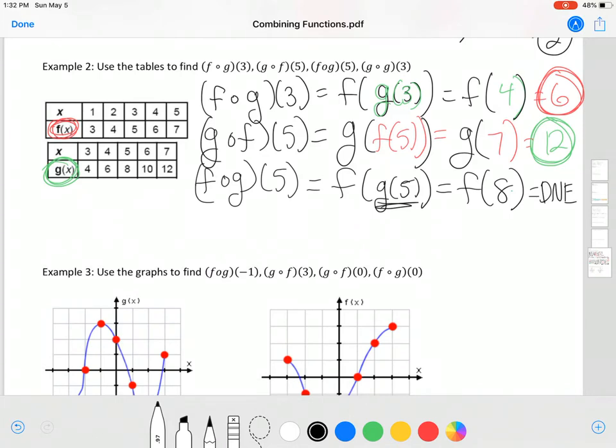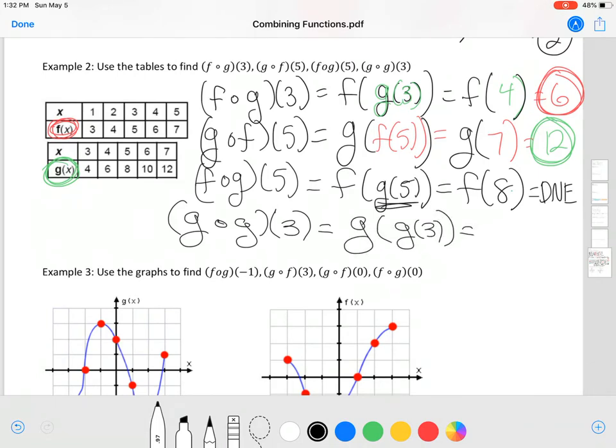So last question, g of g of 3. So I need to evaluate g twice. I'm going to find g of 3, which would be 4. So I'm replacing g of 3 with 4. And then I've got to look back at the g table again. And when x is 4, g is 6. So my final answer would be 6 for that.